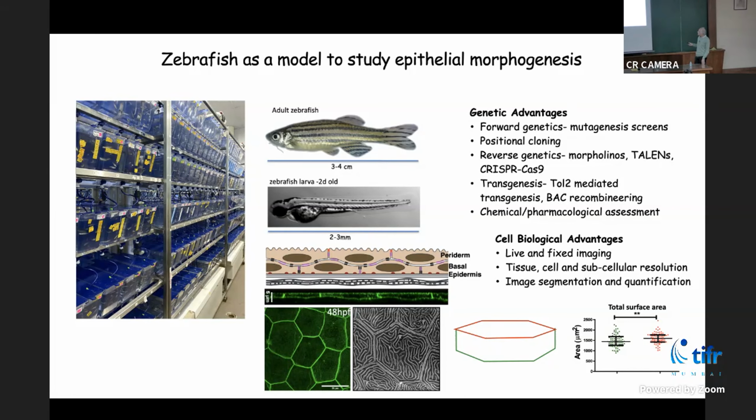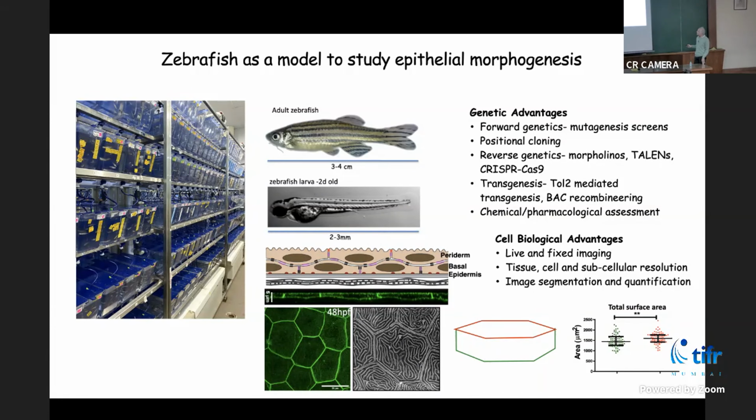And there are other cell biological advantages. You can do live and fixed imaging, and this can be done not just at the tissue and cell level, but you can actually go to the subcellular level. You can image what events are happening inside the cells. And the biggest advantage is that the images are so clean and clear that you can quantify the morphometric parameters of the cells.